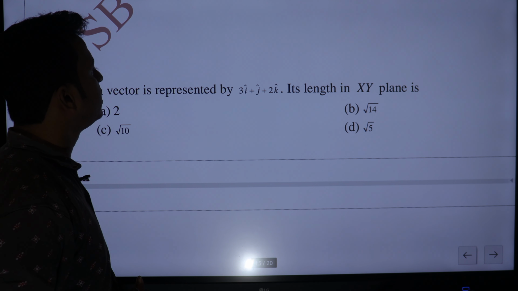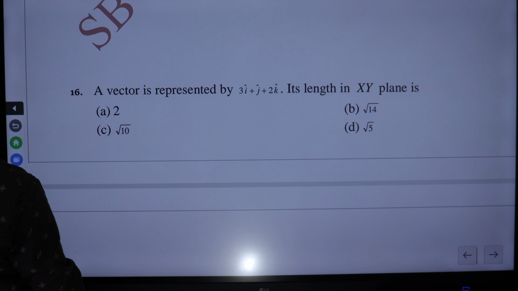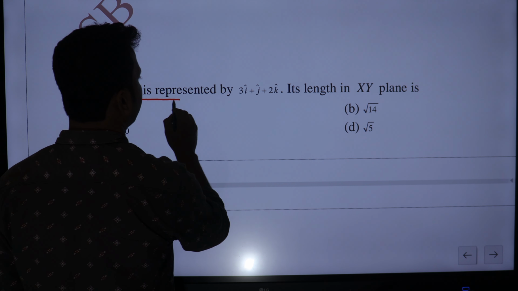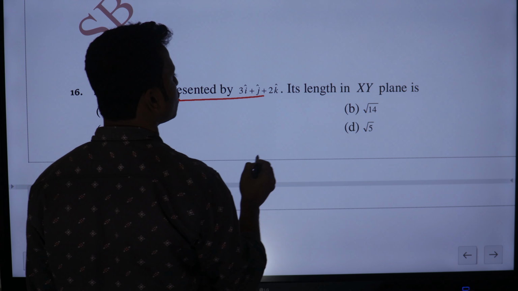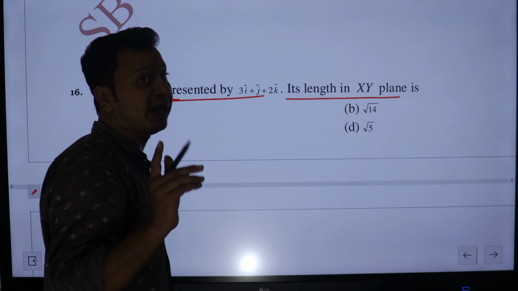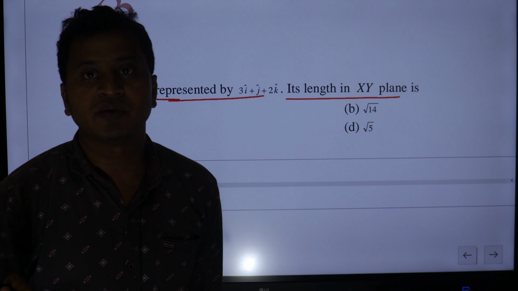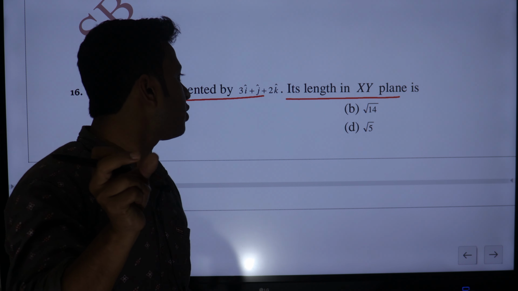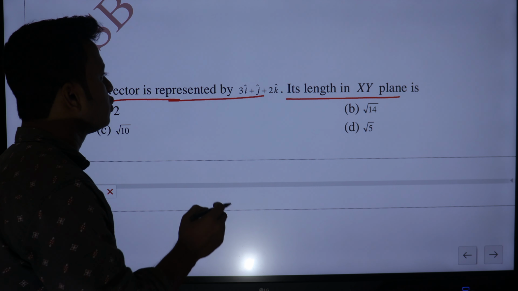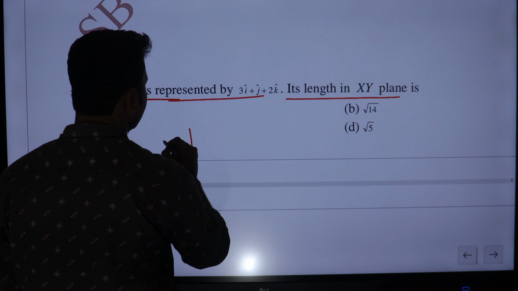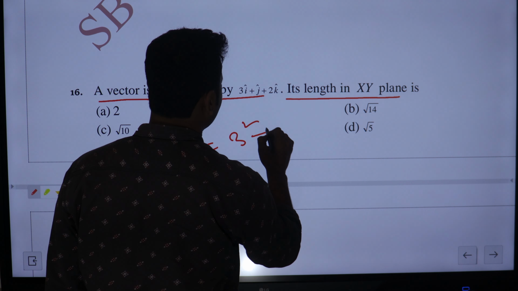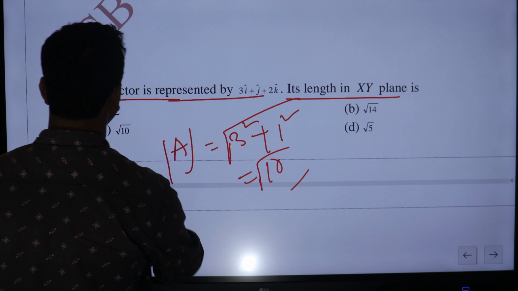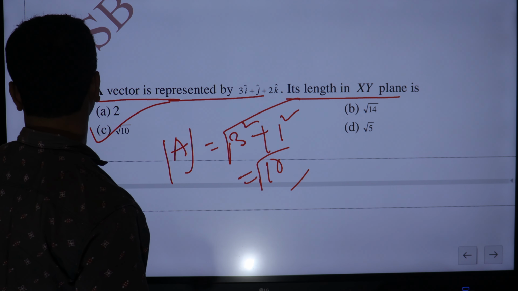Next question, question number 16. A vector is represented by 3 i cap plus j cap plus 2 k cap. The length in the xy plane is asked. Then we have to find the vector magnitude along the xy. So the vector magnitude along the xy will be 3 square plus 1 square, so it will be root 10. So which option is right? Option C. Next.